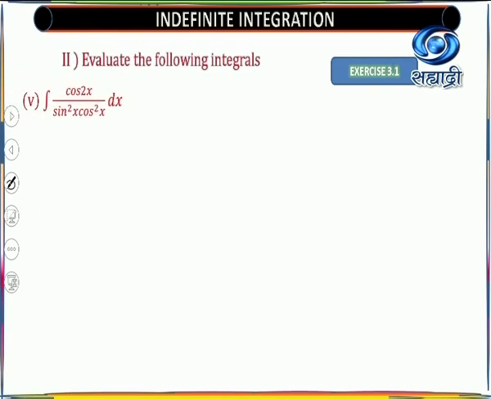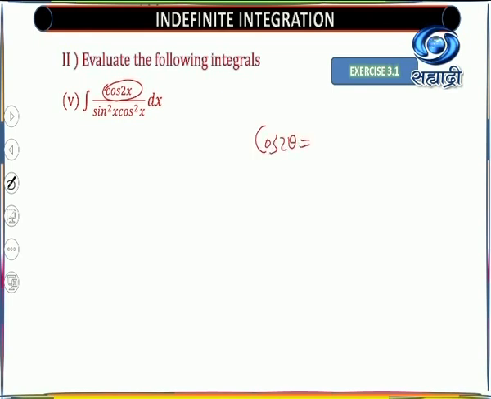So we'll begin with the next one, that is the fifth question, integral of cos 2x upon sin square x cos square x. Now look here, you have sin square x cos square x. Can you convert your cos 2 theta in terms of sin square x and cos square x? That is our main target. You have some identities for cos 2 theta.